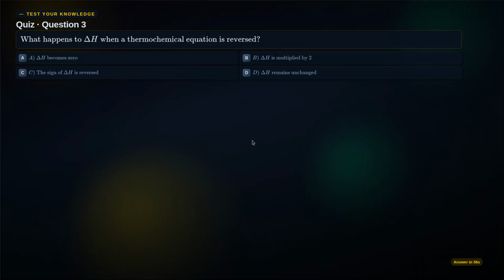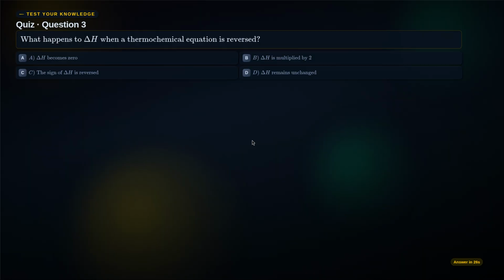Quiz question 3. What happens to ΔH when a thermochemical equation is reversed? Option A. ΔH becomes 0. Option B. ΔH is multiplied by 2. Option C. The sign of ΔH is reversed. Option D. ΔH remains unchanged.